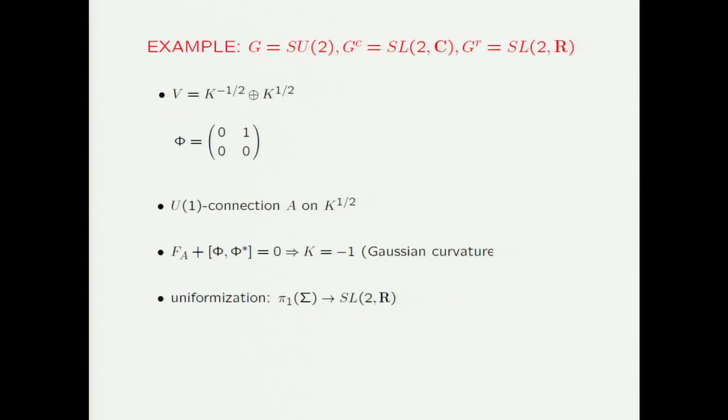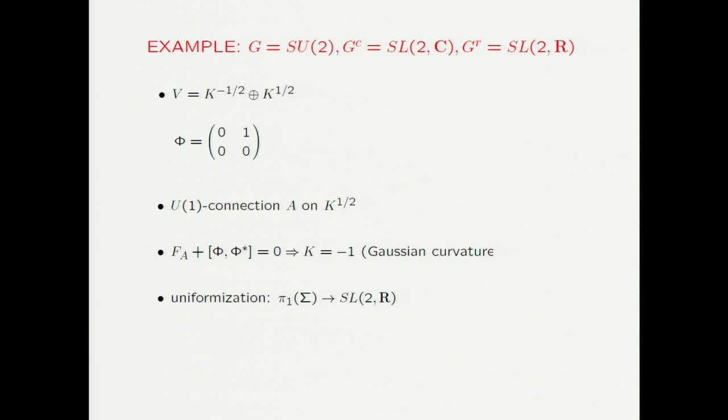Okay, and here's a standard example. It's really the simplest example of a Higgs bundle. Now we're looking at the group SU(2), so we can think of this as a connection on a rank 2 complex vector bundle. In this case, you take the square root of the canonical bundle plus its dual, and you take your Higgs field to look like this. This is actually a canonical object because it's a homomorphism from this one to this tensored with the canonical bundle, so 1 makes perfectly good sense there. Then you take a U(1) connection A on K to the half, so that means going to the maximal compact of SL(2,R), and your Higgs field here is actually in the orthogonal part. It's basically symmetric, but symmetric with respect to a form which is not diagonal.